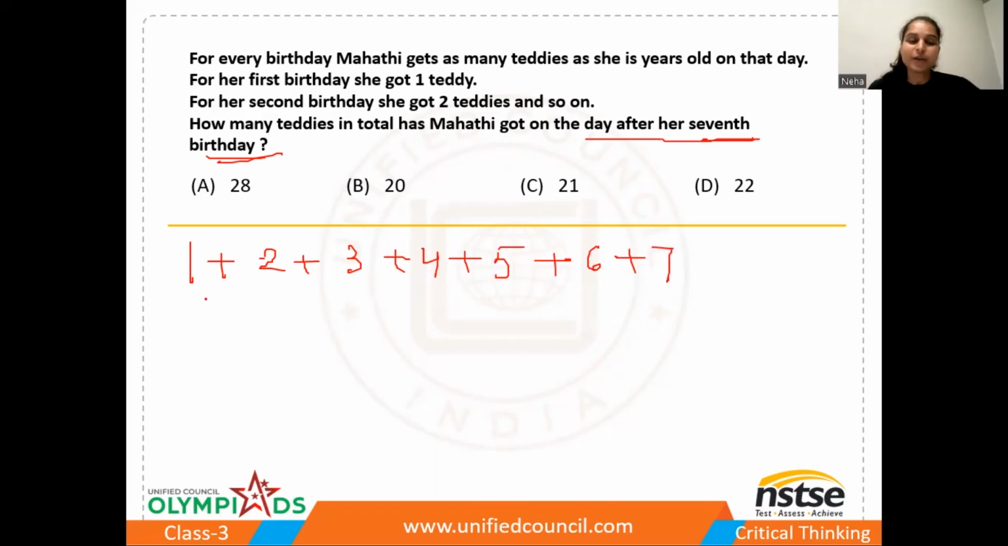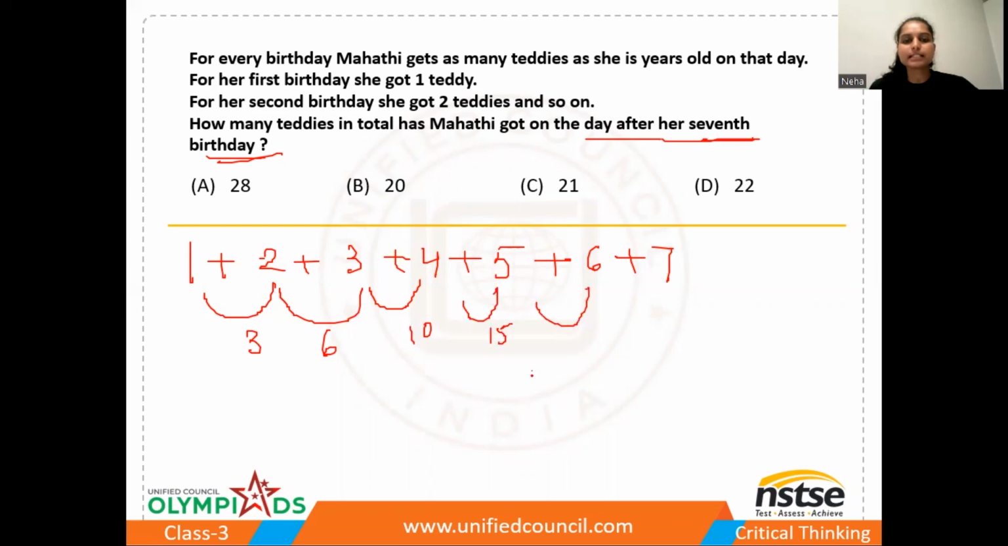Perfect. So now let me add the numbers. 2 plus 1, it is 3. 3 plus 3, it is 6. So just try to add the numbers as I am doing. It will save your time in the exam. 6 plus 4, it is 10. 10 plus 5, it is 15.